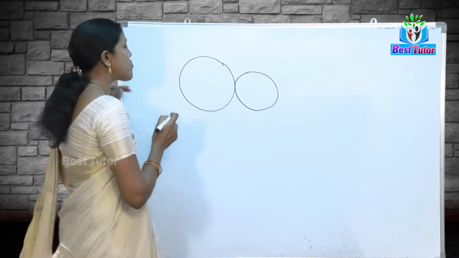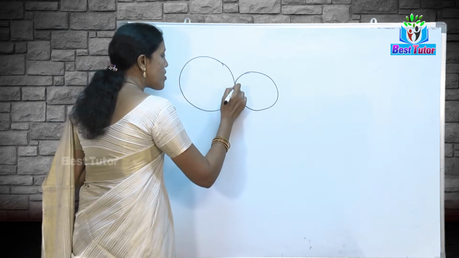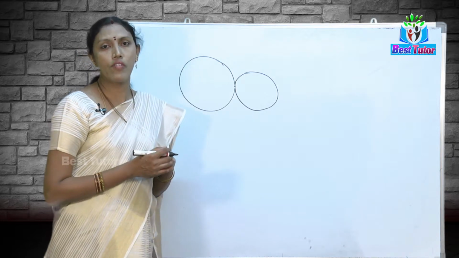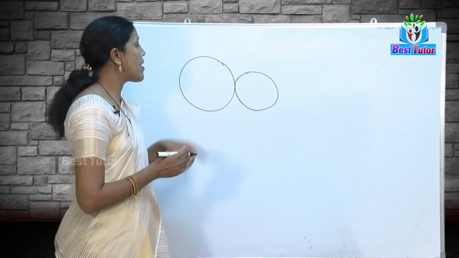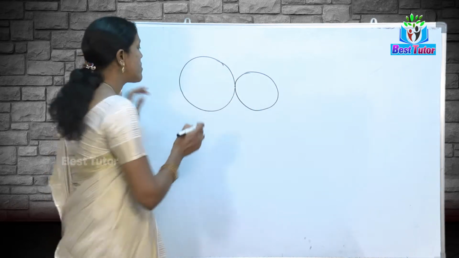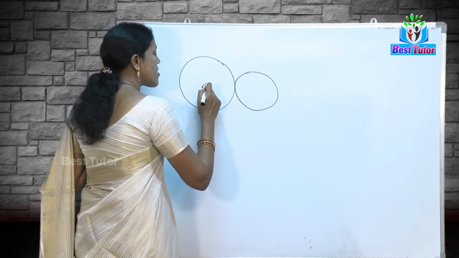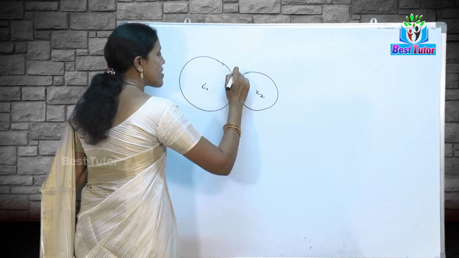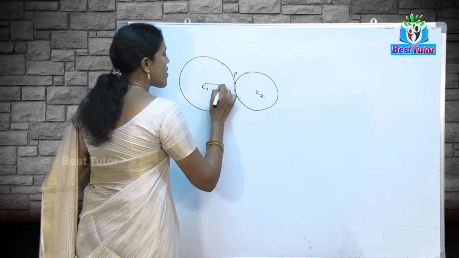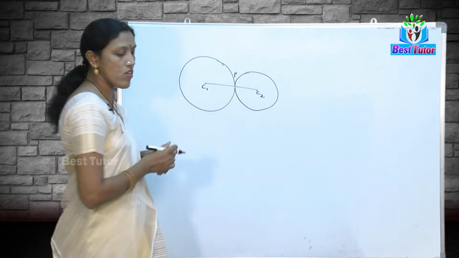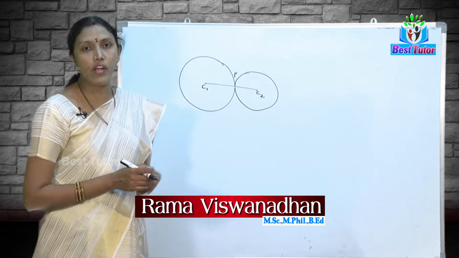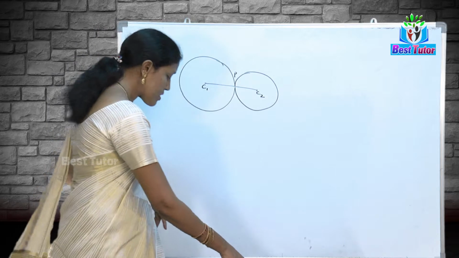Now I am going to prove that the point of contact of these two circles lies on the straight line segment joining the two centers of the circles. Let the center of the first circle be C1, the center of the second circle be C2, and the point of contact be P. Now I need to prove that these three are collinear. This is what is to be proved. I need to prove that P lies on the line segment joining the centers of the circles.